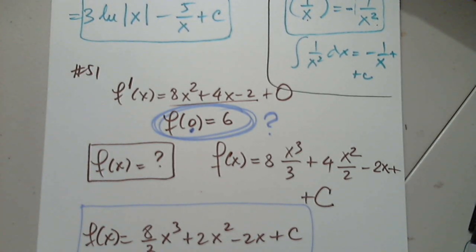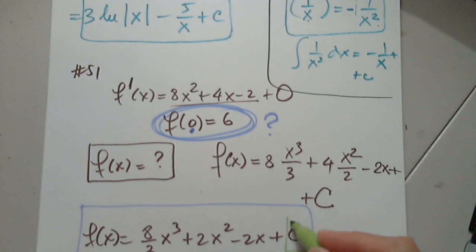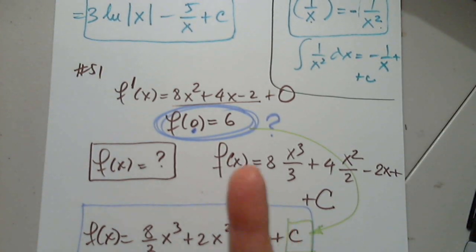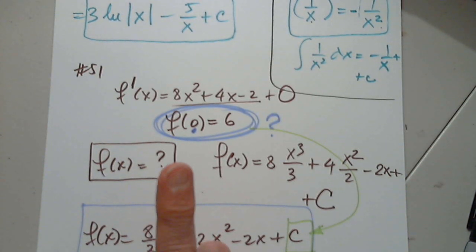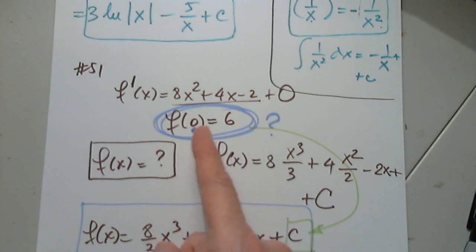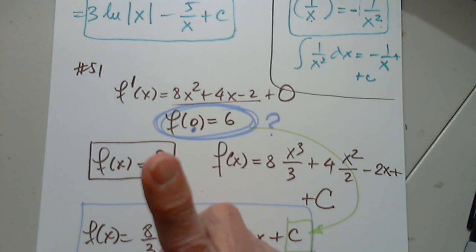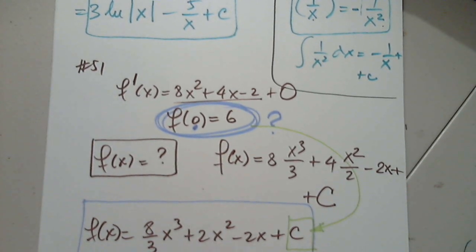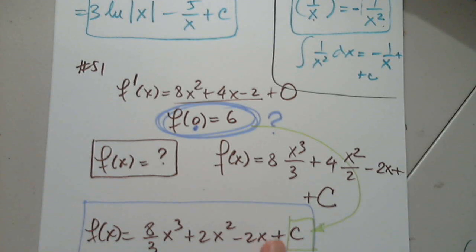So you can use 6 for c. To find c. This information is given to us to find c. Once we found c, there is only one function, no longer a family of functions. Only one function whose derivative is this and whose f of 0 is 6. Only one. The function is 6 when x is 0, so c is 6.